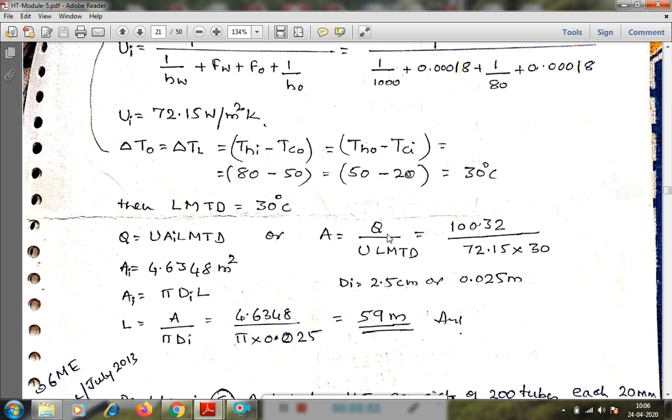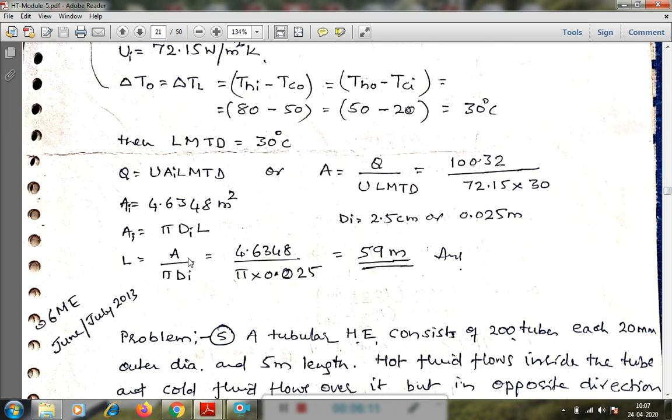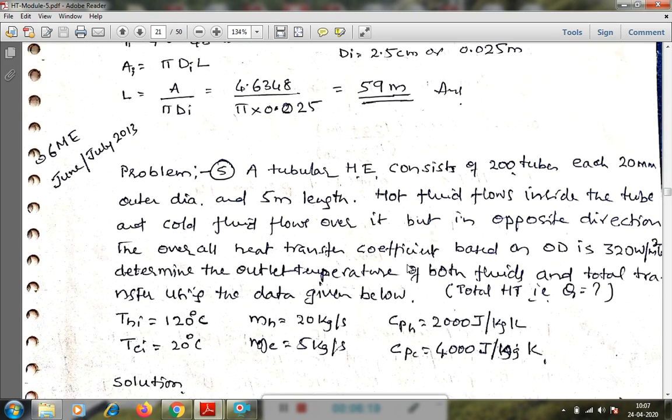A = Q by U LMTD. Q we already know, U we know, LMTD we know, so we are going to get the area. From this area, the diameter we already know, 2.5 centimeter. Then the length of the heat exchanger we can have: L = A by pi di, that is area by pi into di, diameter is given. Then it is 59 meter of length.